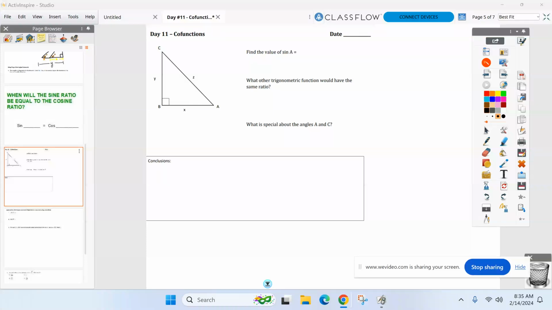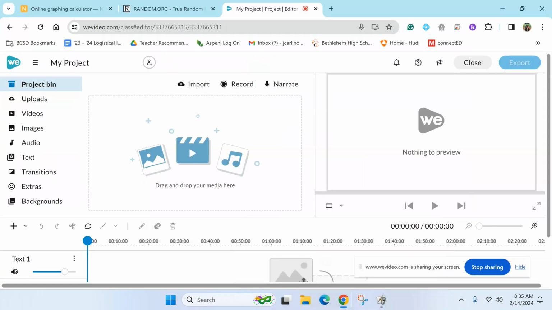First question, little review. Can you find the sine ratio coming from angle A? But I want you to use Z, Y, and X, please. Sine ratio coming from angle A. What is it, using Z, Y, and X? Start us off right here.